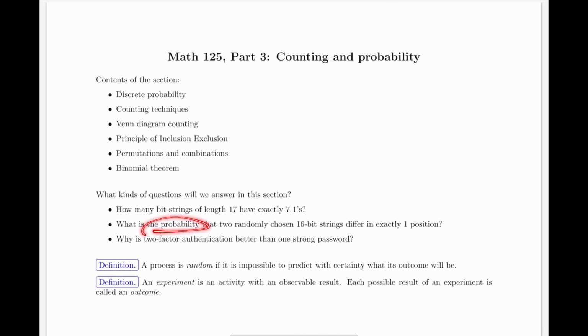What is the probability that two randomly chosen strings of length 16 will differ in exactly one position? Something that is important in, for example, error correcting. Why is two-factor authentication that you see everywhere now, between banks and the Canada Revenue Agency logins, better than one strong password? So in order to do that, we need to lay some foundations about the concepts that we're going to be discussing.